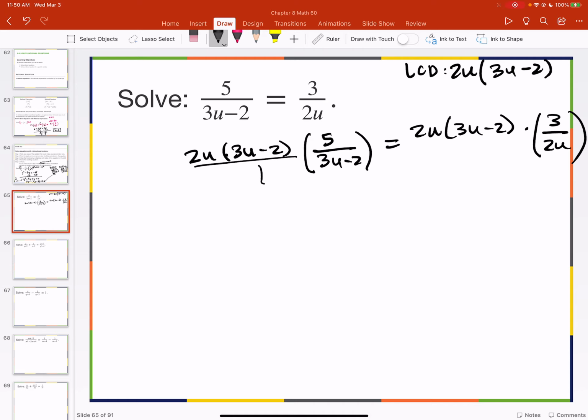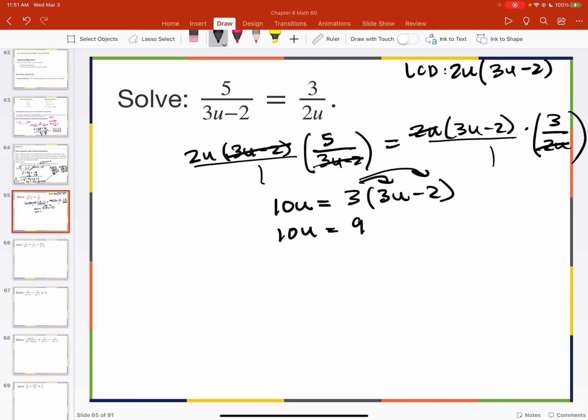So notice this is over 1. This is over 1. These will cancel. You're going to get 10u on the left-hand side. And on the right-hand side, this will cancel out, and you get 3 times 3u minus 2. And then let's go ahead and distribute this and solve for the variable. So we have 10u is equal to 9u minus 6. Subtract 9u from both sides, and you get u is equal to negative 6.